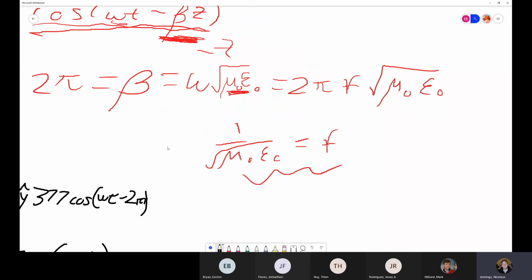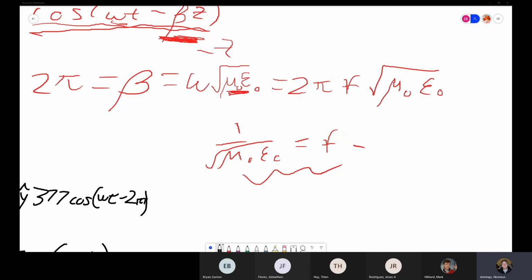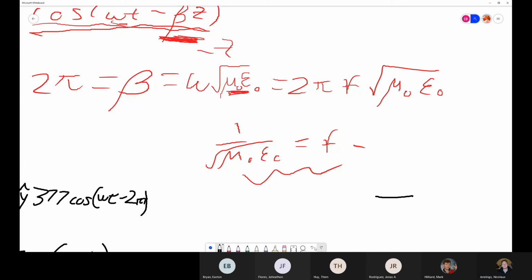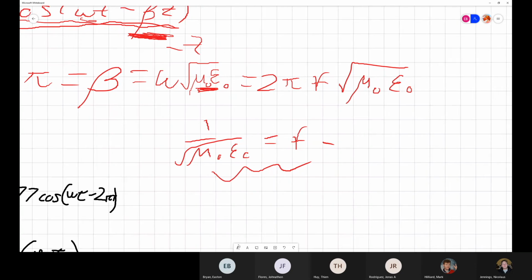Well, it turns out that 1 over mu naught epsilon naught is just, is that c? That's just c. Oh, yeah, that's just the speed of light. No need to plug it in. Nice. Okay, so anyways, frequency ends up being the speed of light. He does that a lot in these problems just to simplify stuff.